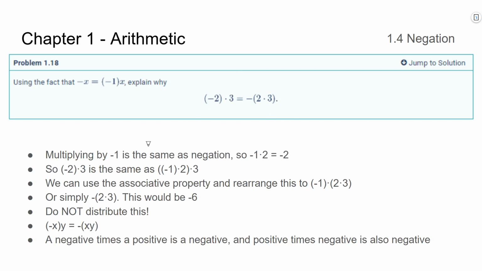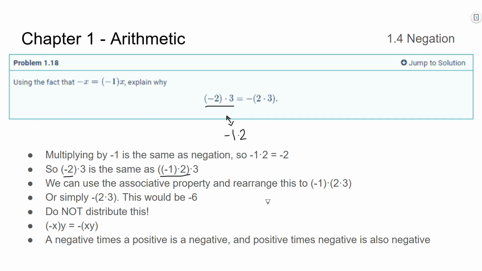All right, so multiplying by -1 is the same as negation. So we know that -1 times 2 is going to be -2. We know that -2 times 3 is going to be the same thing as this. So we're just replacing this -2, from the left side of the equation here. We're going to replace that -2 with -1 times 2, because we know that those are the same thing, right? -1 times 2 and -2 are the same thing.